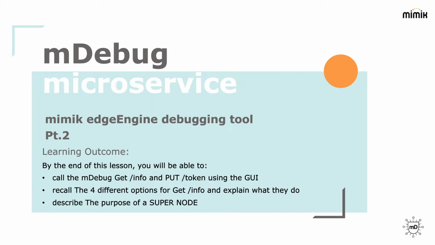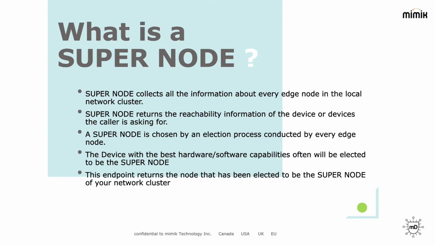Okay, now let's go and talk about the supernode. Before we go into the GUI, let's first talk about what a supernode is. One of the main goals of edgeEngine is to efficiently discover other edgeEngine enabled devices and have them communicate directly, regardless of what cluster they may reside in.